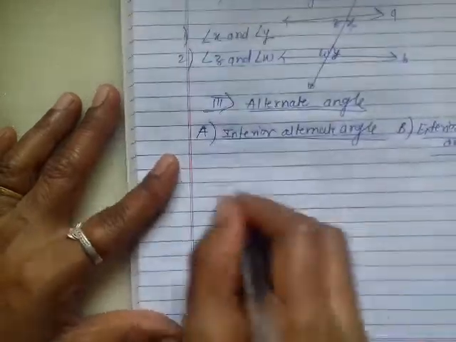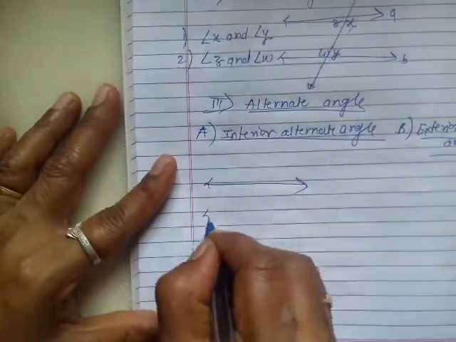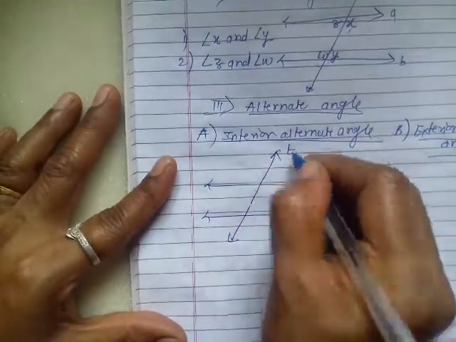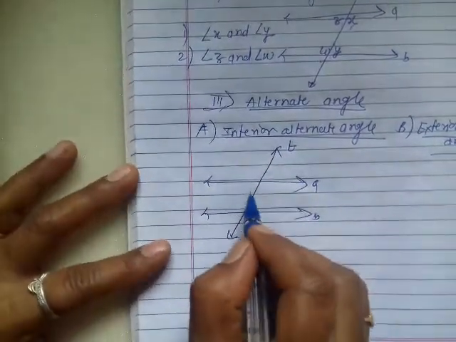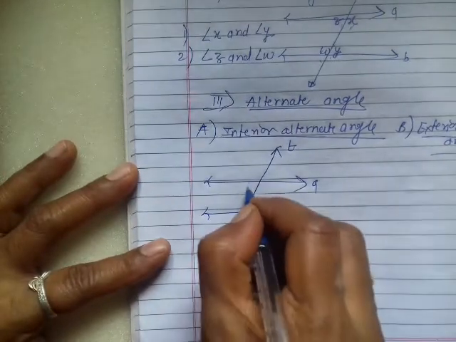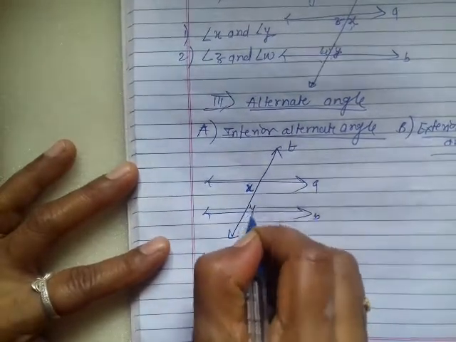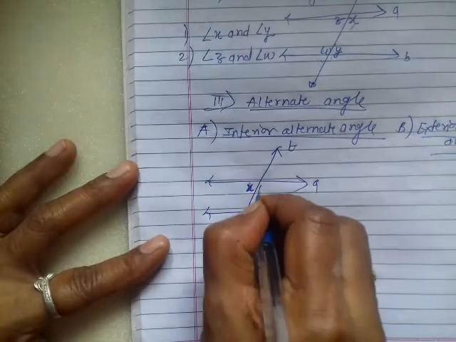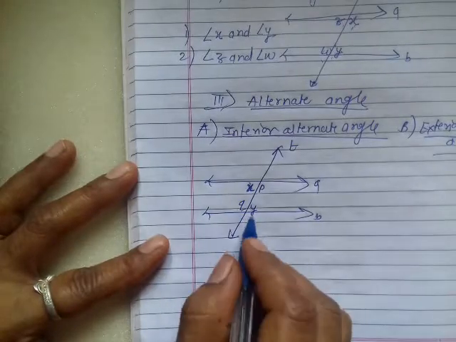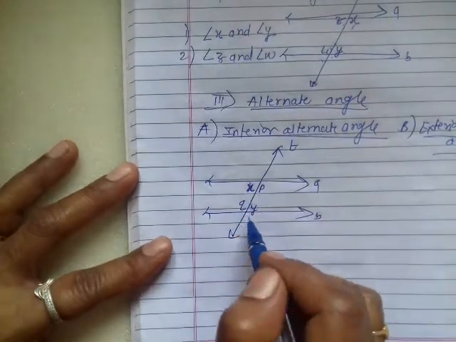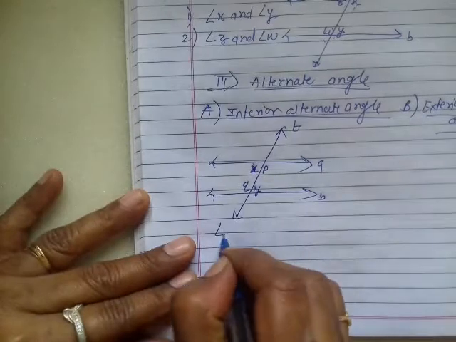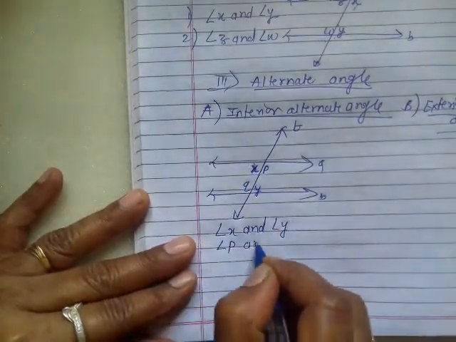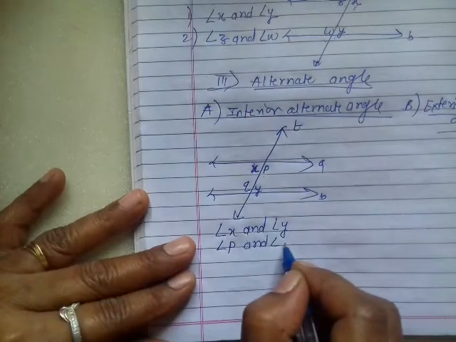Now interior, I will just show you. Once again my two lines are there, and the transversal T is there. Interior means the inside. Suppose this is X, this is Y in a cross, and this is P and this is Q. These are called interior alternate angles. How many pairs are there? 2. Angle X and angle Y, angle P and angle Q.